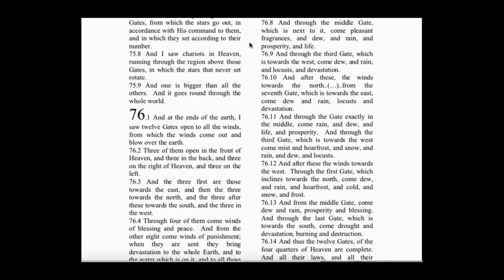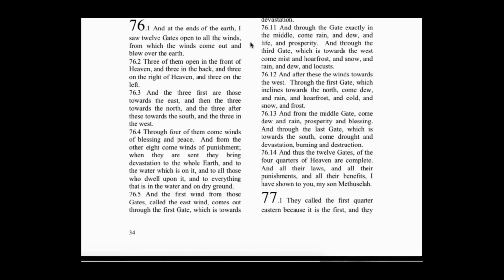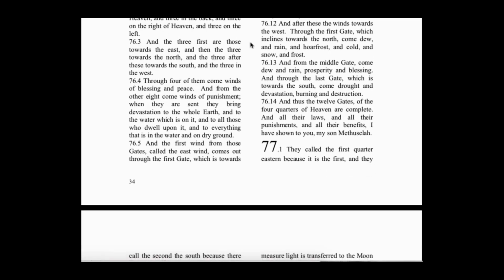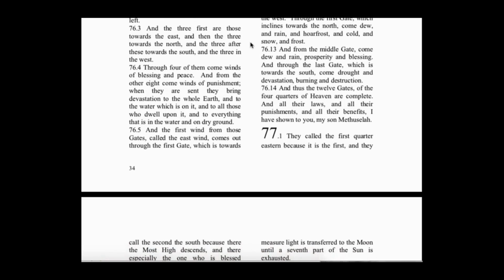Let's see. Chapter 76. And at the ends of the earth, I saw 12 gates open to all the winds, from which the winds come out and blow over the earth. 3 of them open in front of the heaven, and 3 in the back, 3 on the right, and 3 on the left. And the 3 first are those towards the east, and then the 3 towards the north, the 3 after this towards the south, and the 3 in the west.